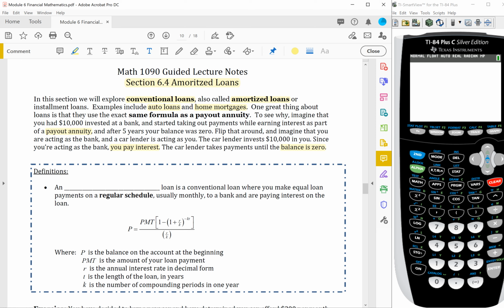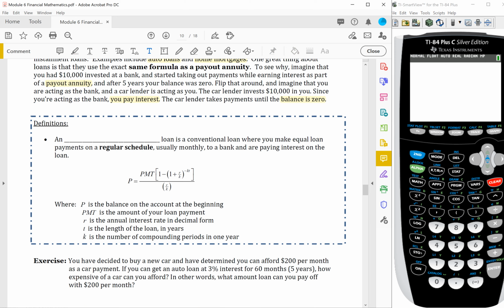To start with amortized loans, let's get into some definitions. So first, an amortized loan is a conventional loan where you make equal payments on a regular schedule, usually monthly, to a bank and are paying interest on the loan. So here is your payout annuity formula where I have changed this letter. In our payout annuity formula, this was a W, the amount of a withdrawal, but now I'm going to represent it as a payment.